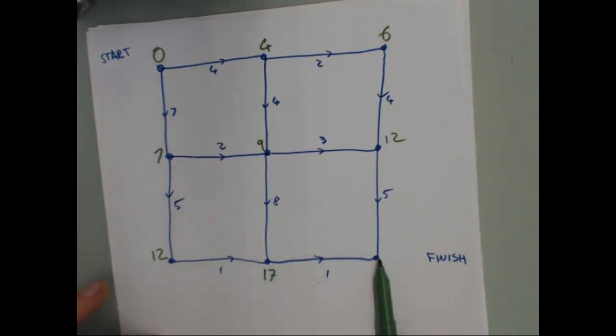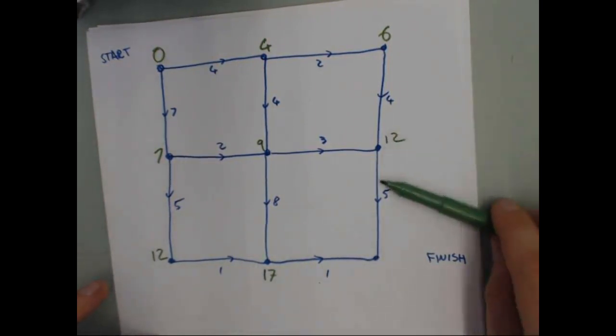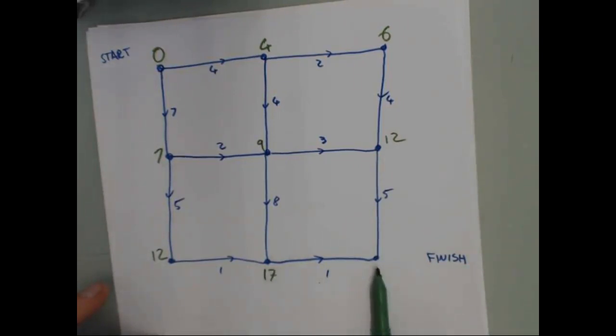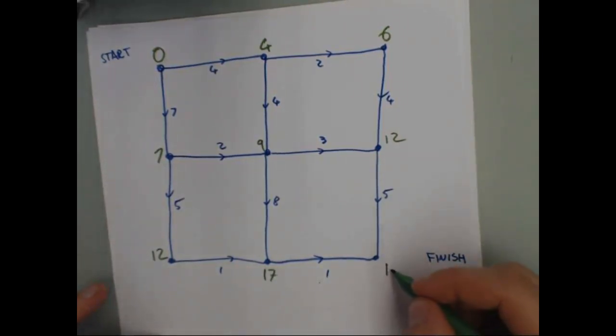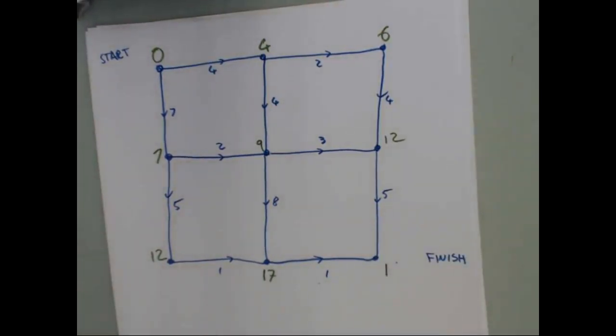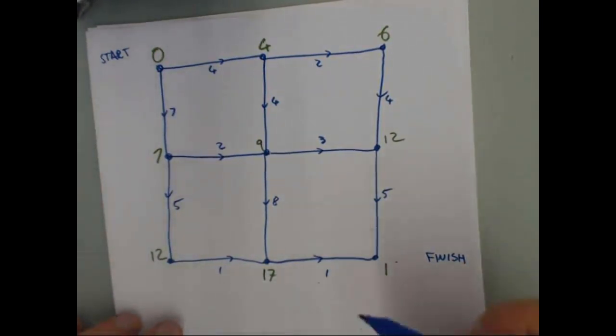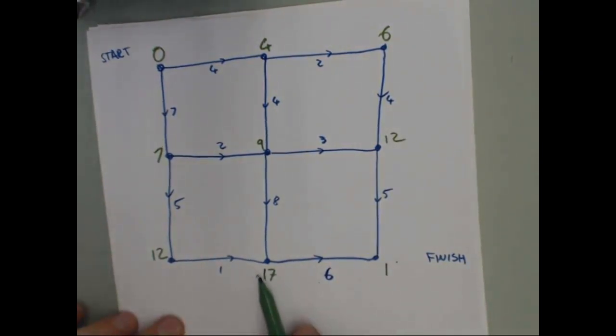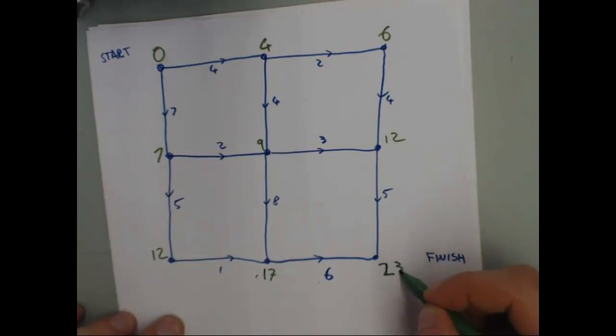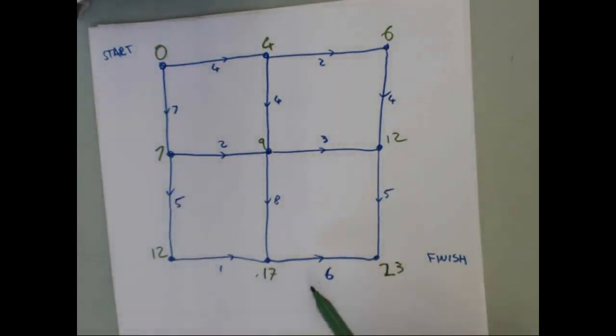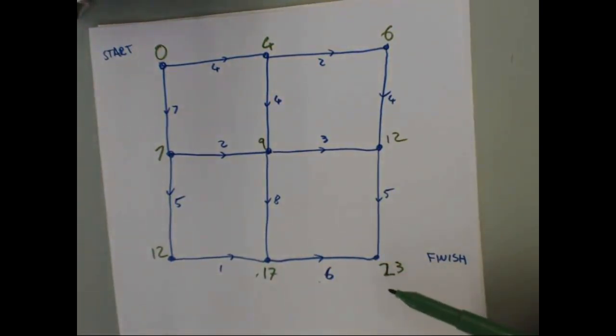Lastly, I'm up to my finish node. So 12 plus 5 is 17, 17 plus 1 is 18. Oh, I've labelled this one wrong, sorry guys. I want to make it the same as in your textbook. So sorry, this is meant to be a 6. That means 17 plus 6 is 23. So this example is in your textbook if you want to follow it again. So 17 plus 6 is 23.